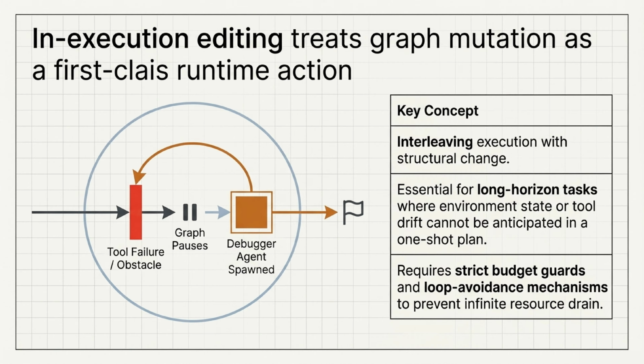This takes us to the extreme end of flexibility, in-execution editing. This treats graph mutation as a first-class runtime action. Imagine a workflow running, encountering a tool failure, pausing, and dynamically spawning a new debugger agent to fix the issue. This interleaving of execution with structural change is essential for long-horizon tasks where you simply can't anticipate every obstacle. However, it requires strict budget guards and loop avoidance mechanisms to prevent infinite resource drain.